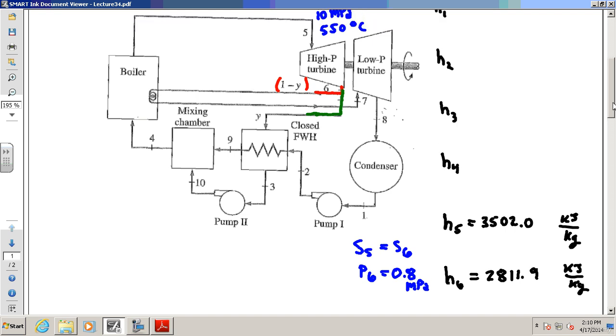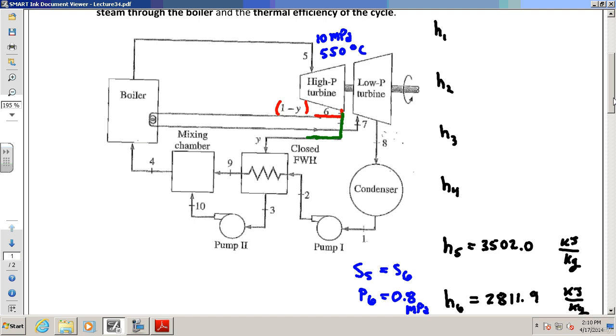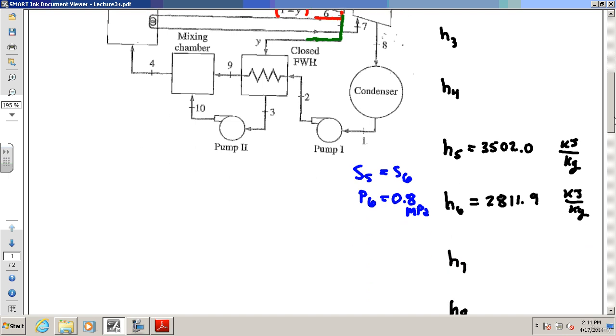But there are other ones we can get. State 7 we could get, because it has the same pressure. P7 is the same as P6, which is that 0.8 megapascals. And if you read the problem carefully, it tells you what T7 is, the temperature going into the low pressure turbine. It heats up a little bit in the boiler, and then comes back to the low pressure turbine. It's reheated to 500 degrees Celsius. So we have 500 degrees Celsius, 0.8 megapascals for 7. So we got this one as well.